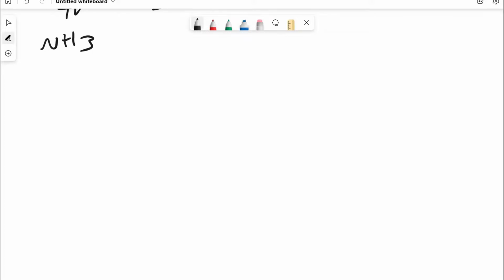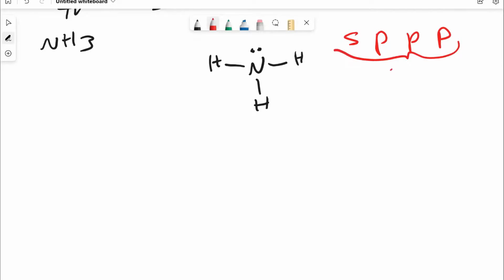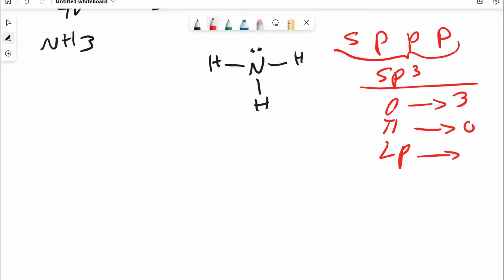All of you should know how to do the Lewis structure for this one. How many electron groups? Everybody sees 4 electron groups. So what's the hybridization? sp3, because it's 4. Look, 1, 2, 3, 4. So this becomes sp3 hybridization. Now look at it. How many sigma bonds do you have? 3. How many pi bonds? 0. And how many lone pairs? 1.